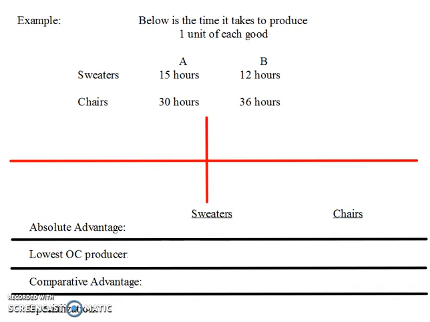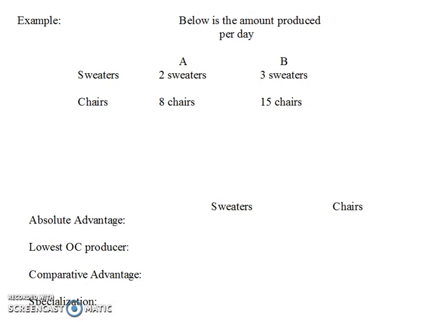On this Econ podcast, we're going to continue working with comparative advantage. On the last podcast on comparative advantage, we did an example where I gave two sweaters and 8 chairs produced by person A, or 3 sweaters and 15 chairs by person B. I was saying that this would be the level of production per day, the number of units they can produce per time period.